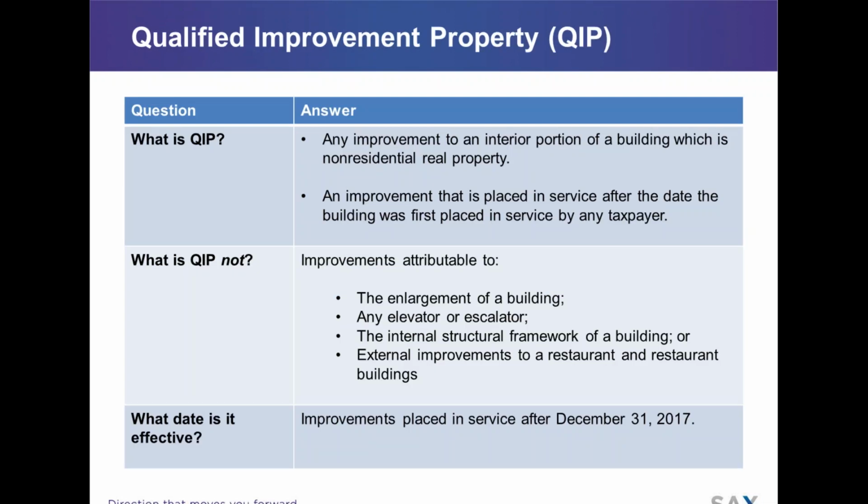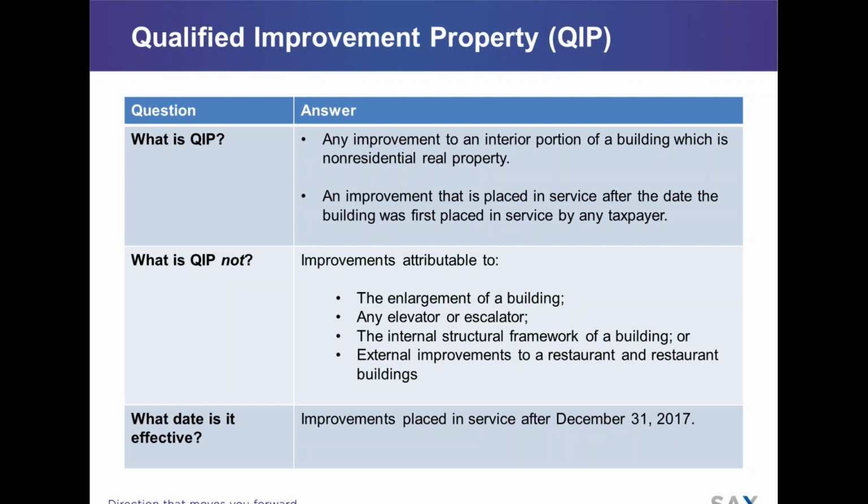Thank you, Chris. So now qualified improvement property. I wrote these slides like a question and answer, so it'll be easier to understand. So first question, what is qualified improvement property? So basic definition, it's an improvement to the interior portion of a building, which is non-residential real property. Also, the improvement that is placed in service after the date the building was placed in service by any taxpayer.